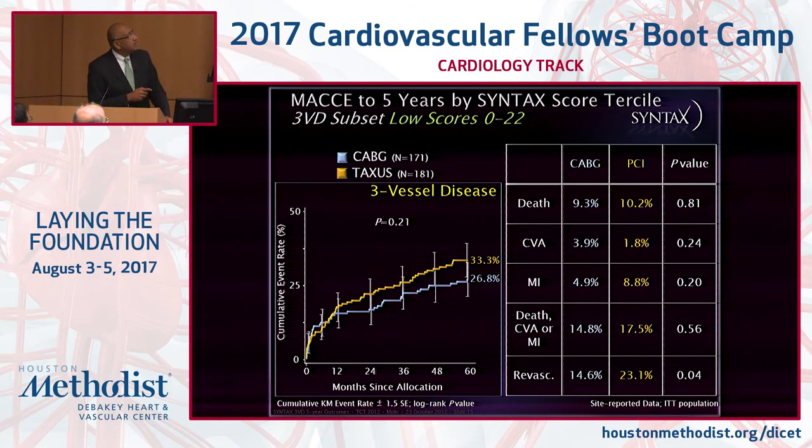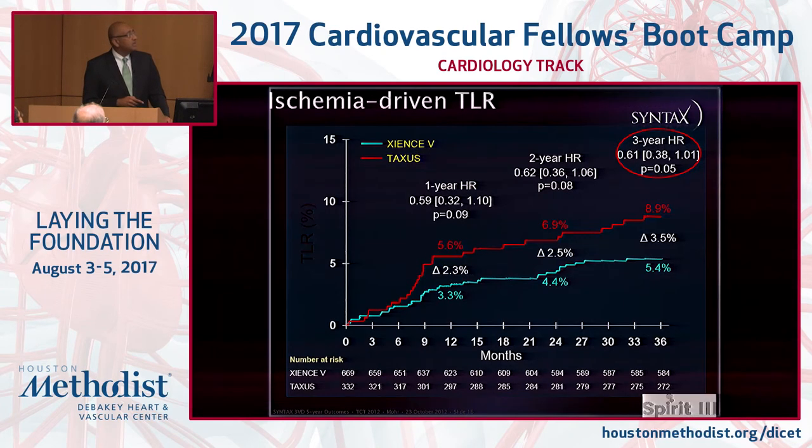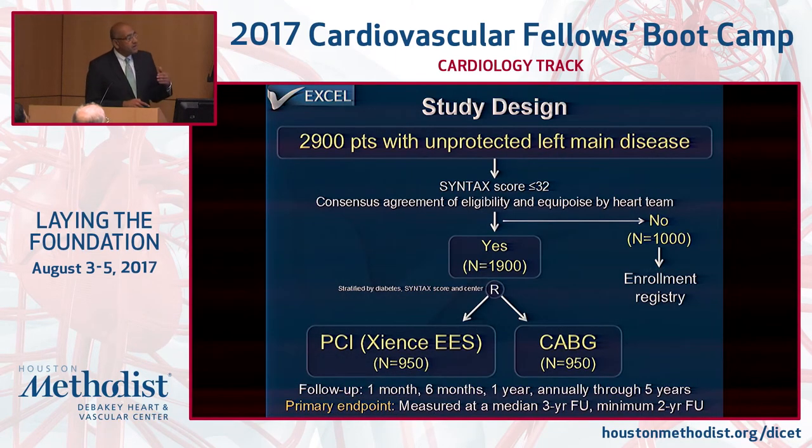So when we started looking into that, the lower the score, we found the difference between CABG and PCI was less and less. Not only that, we realized that the stent we were using in the SYNTAX trial was Taxus, which is one of the earlier generations, something we don't use a whole lot. And the second generation DES called Xience is a little bit better compared to Taxus. So based upon that, a new trial was designed. It is called EXCEL. Everybody here should know EXCEL.